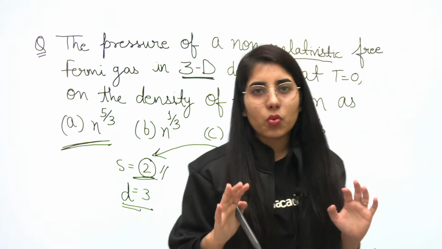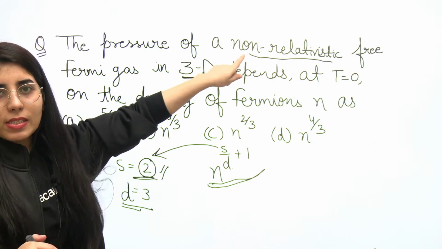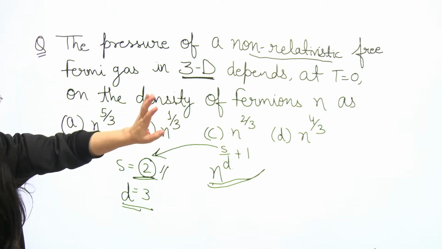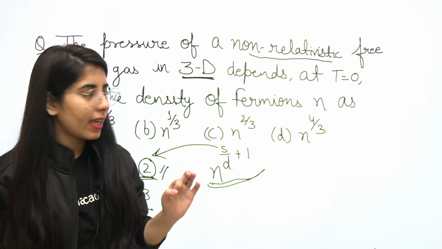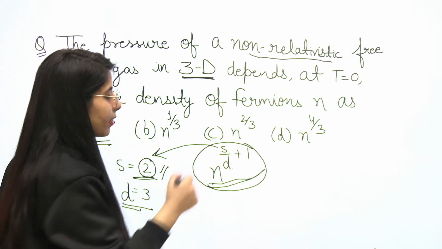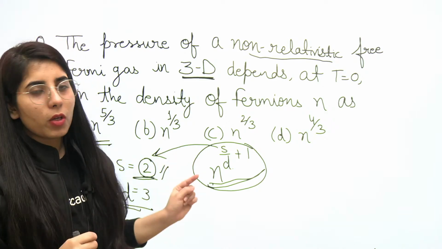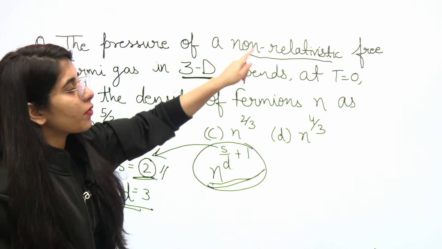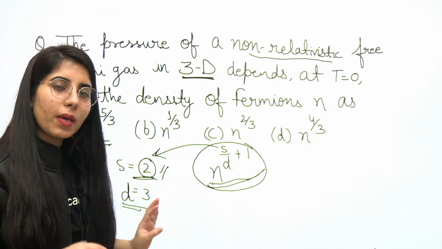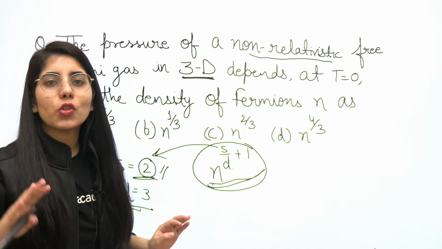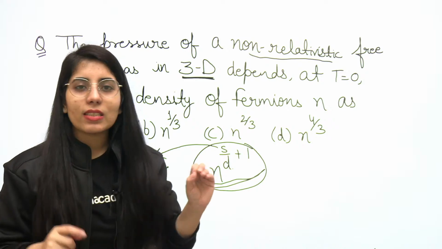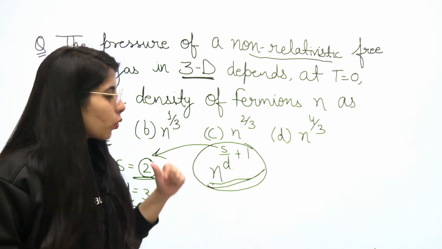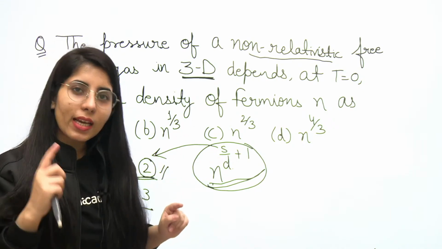Shivam, let me just explain this once again. If you are given a non-relativistic case and you want to find the dependency of pressure on the density of fermions, which means N, you can directly use the formula written here. That is, the dependency of pressure on the density of fermions will be N to the power S upon D plus 1. Where if the case is non-relativistic, you will put the value of S equal to 2. Memorize it. If possible, it will help you to solve the questions in very little time. And D is the dimension. Like here they have mentioned the 3D case, so D will be 3. If they mention the 2D case, D will be 2. If they mention the 1D case, D will be 1, but S will remain 2.